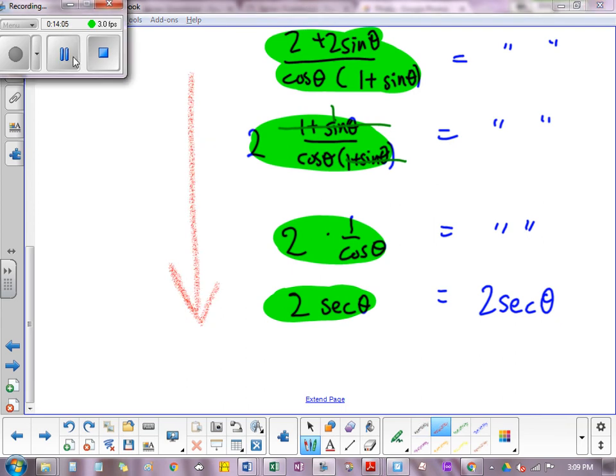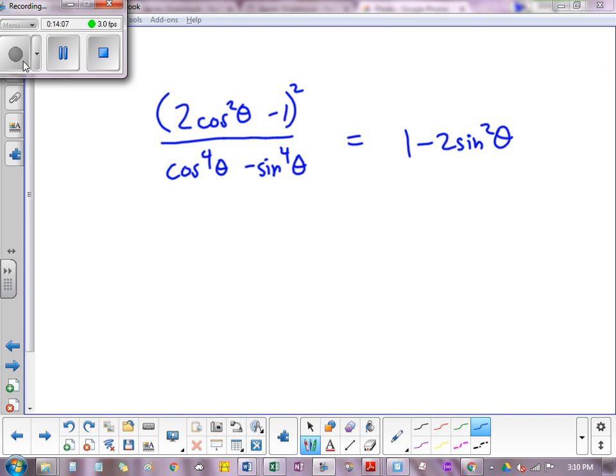All right, on to our last problem. The last problem is this: parentheses 2 cos squared minus 1 quantity squared on top, and on the bottom cos to the 4th minus sine to the 4th. Supposedly all the cosines don't seem to matter because on the right side there are no cosine squareds whatsoever.